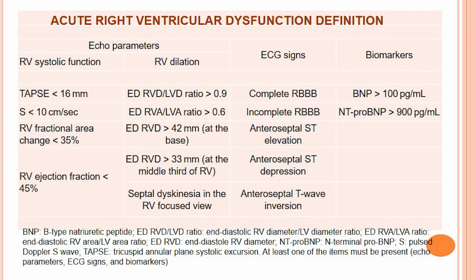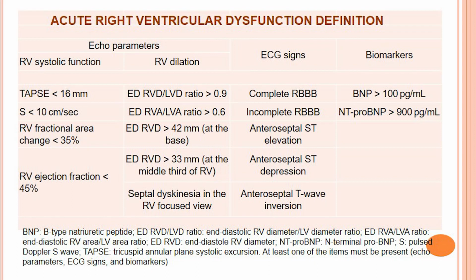And there is again a definition of right ventricular dysfunction, in which there are echo parameters, ECG findings and biomarkers. Of the echo parameters, TAPSE is one of the most important things we need to see when we are doing echo, and doing echo is a skillful job and we need expertise to measure TAPSE. It is done by putting the M-mode Doppler against the tricuspid valve. So that is TAPSE. If it is less than 16, it is diagnostic of right ventricular dysfunction.